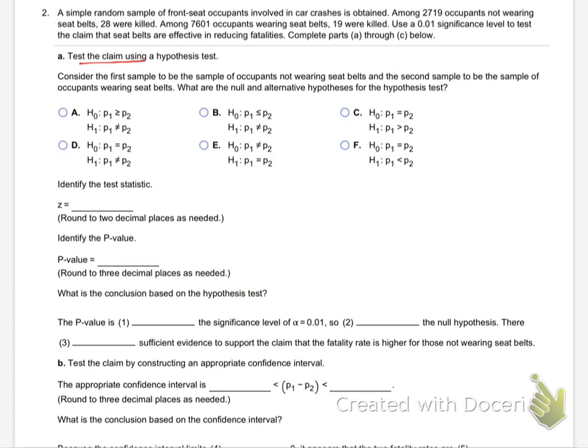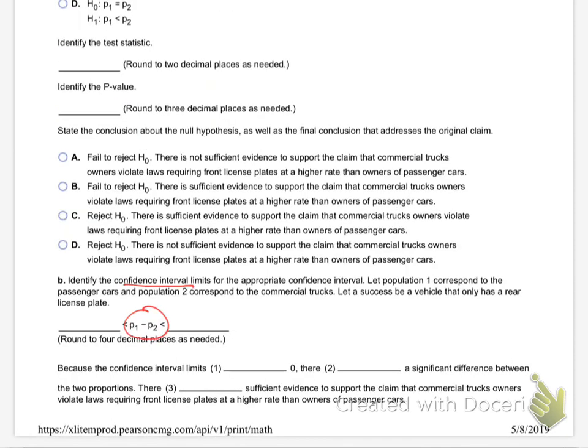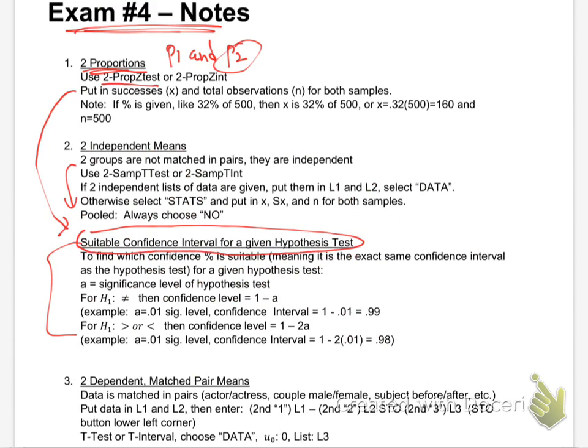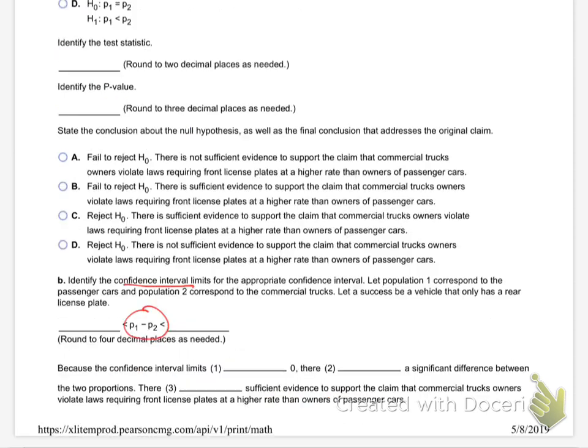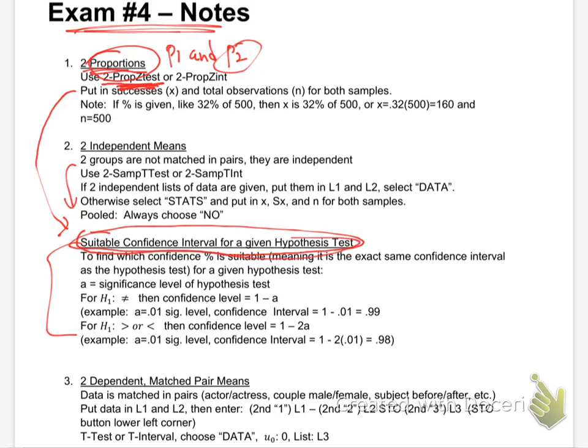Number 2, test the claim. P-values again. So where do we have that? Again, right here. Test the claim, P-values. So we're going to follow those steps for number 2. And down here, confidence interval, P-values again. Same thing. We're going to use suitable confidence interval for a hypothesis test. And we're going to use 2 prop z interval for the confidence interval. And we're going to use this for the hypothesis test, because it's a test, and this is an interval.